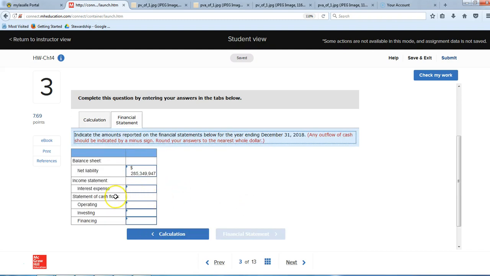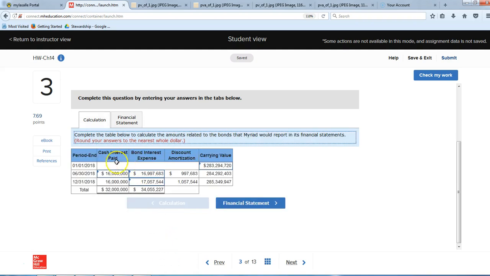Okay. And then on the income statement, interest expense is the effective interest column. For 2018, there were two effective interest amounts. Adding them up, Connect already calculated for us $34,055,227.